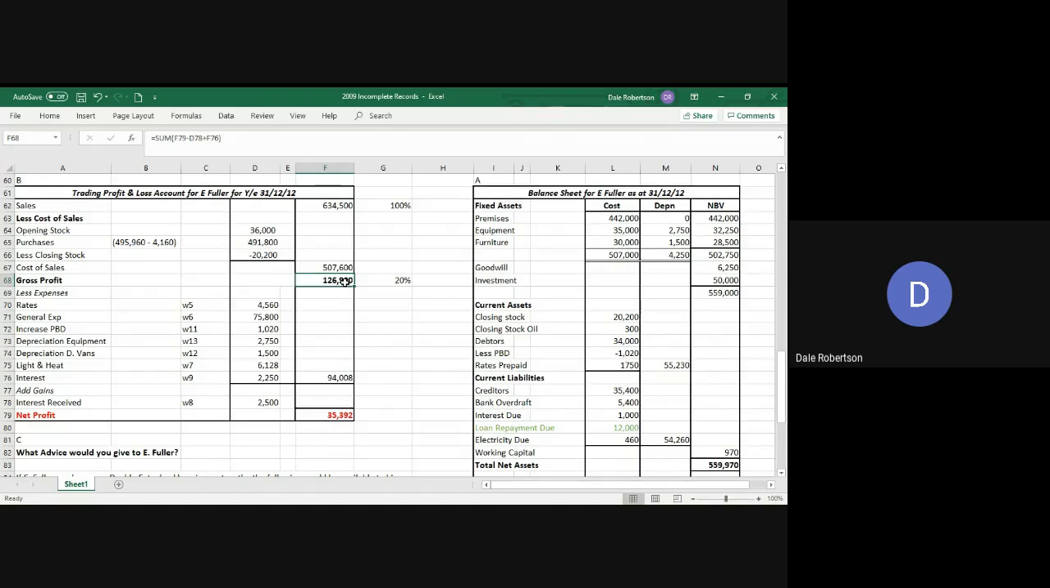Now, here then, you have to refer back to the question. I'm looking at the second paragraph from the top where it says, during the year, Fuller did not keep a full set of accounts, but he does estimate that gross profit was 20% of sales. So therefore, if we have the gross profit, we call that 20%, and we extrapolate upwards here, divide by 20, multiply by 100 to get our sales number of 634,500. When you have sales and you have gross profit, that will allow you to get this. This is the difference between them, the cost of sales.